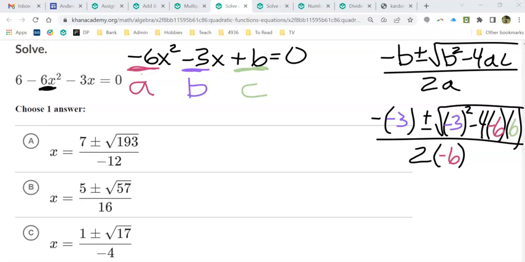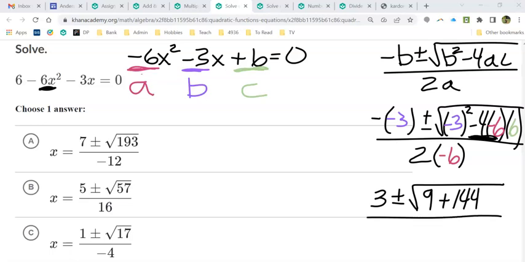Now let's go through and do some basic math. Negative 3 becomes positive 3. Negative 3 squared is 9. I've already talked about both those things. Then we have negative 4 times negative 6. This is positive 24. And positive 24 times 6 is 144. Use a calculator if you don't know that, or can't do it in your head, which is fine. And the bottom is 2 times negative 6, which gives me negative 12.